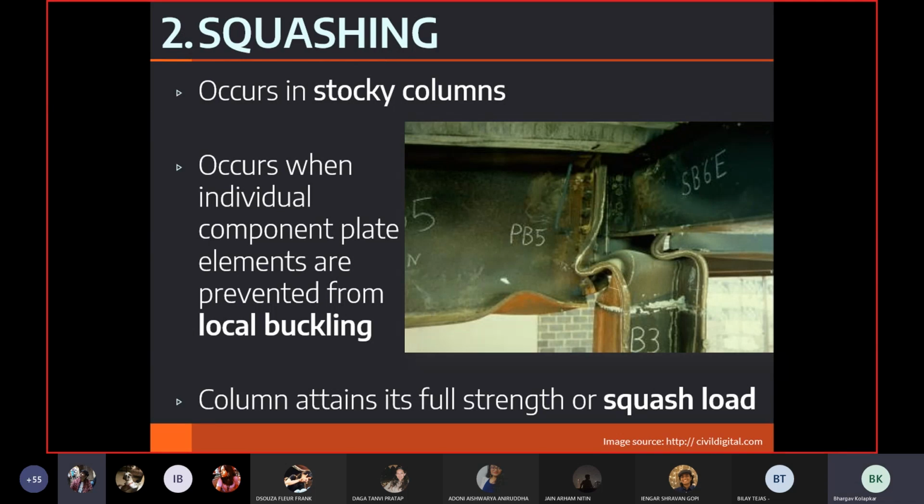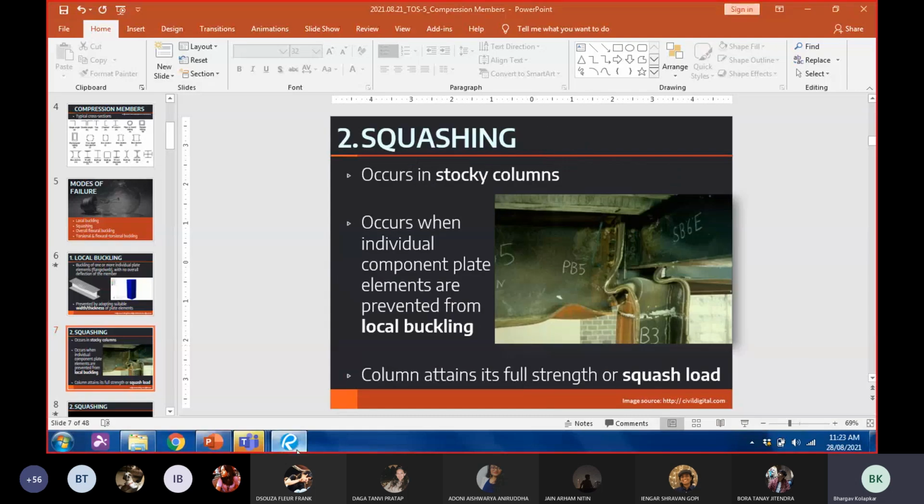So will the squash load have a very large value? Do you remember we found the design strength of a tension member under cross-section yielding? That is Tdg, which is Ag into Fy upon gamma m0. So even in squashing, the squash load is nothing but area of cross-section multiplied by Fy, because the way the failure occurs is that the entire section reaches yield stress. So squash load is nothing but yield stress into area.